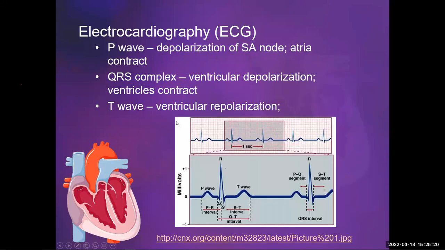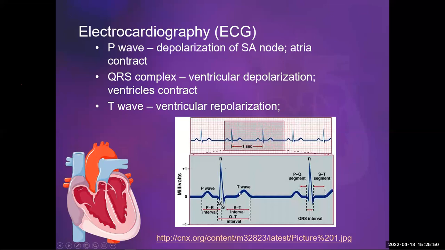So the P wave is the first part. The whole wave is called a PQRST because each part has a name. This is the P, this is Q, R, the points, S and T. The P wave shows you the depolarization of the SA node. This is where the atria contract. The QRS is ventricular depolarization, and the T wave shows the repolarization.